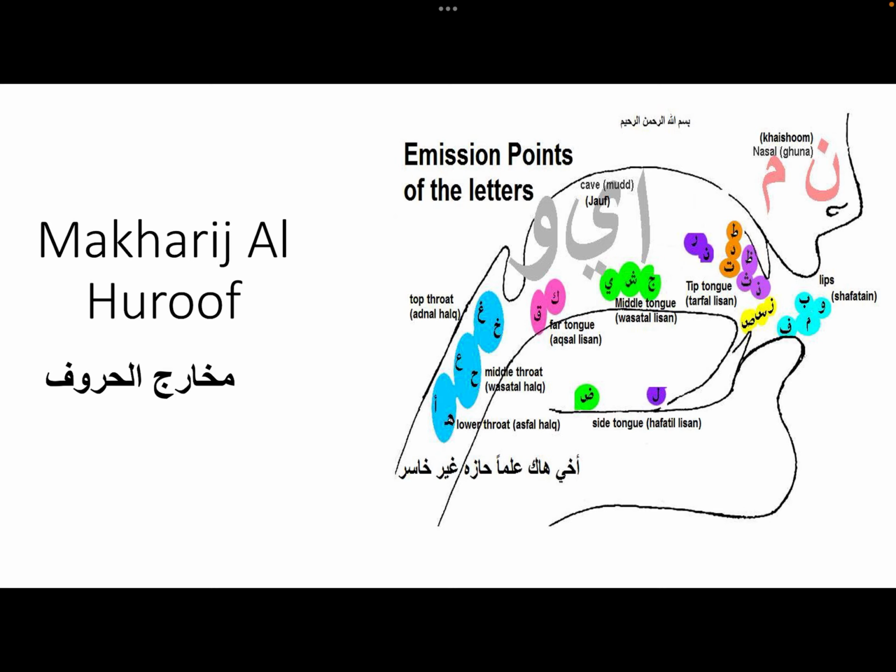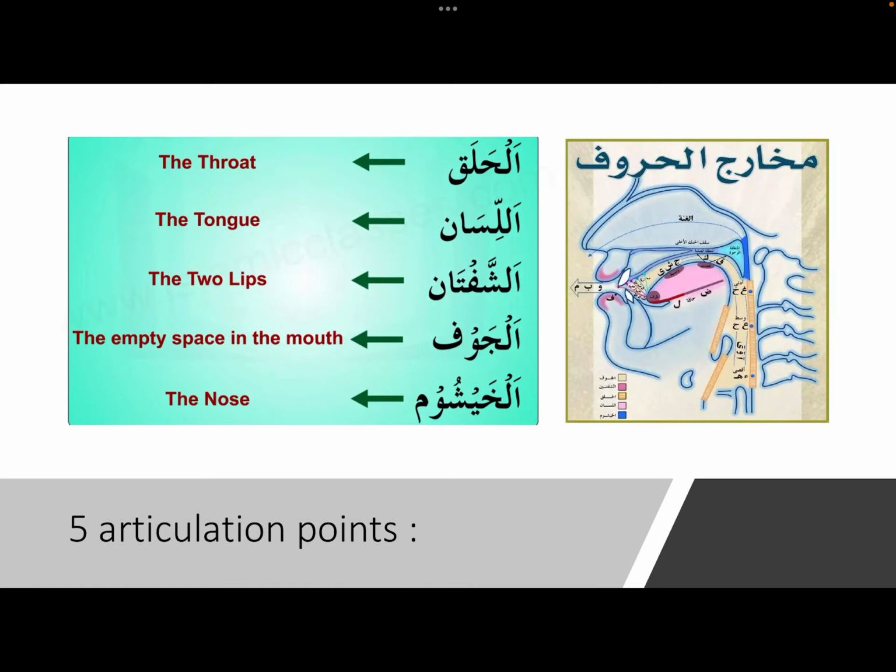So welcome to our new episode. Today we are going to learn about Makharij al-Huroof. Makharij means the emission points or the articulation points of the letters. In the last episode, we went through a little bit of the pronunciation of the letters. Today, we are going to go deeper into a few of the letters' articulation points.